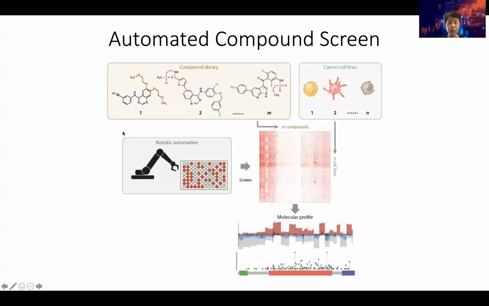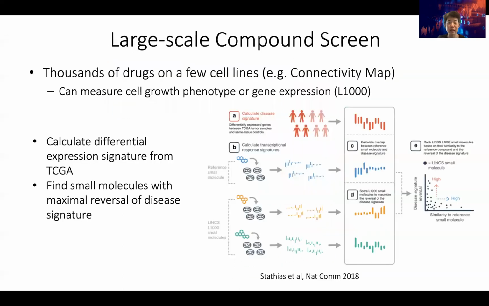In order to do this cell line analysis, we usually grow these cells in petri dishes, either 96-well plates or 384-well plates. And then in each well, you can add a different drug. These are usually done with robotic automation. Then we can measure the phenotype, such as growth. You can also measure the gene expression of the cell after the drug treatment, which will give us a lot of very interesting insights.